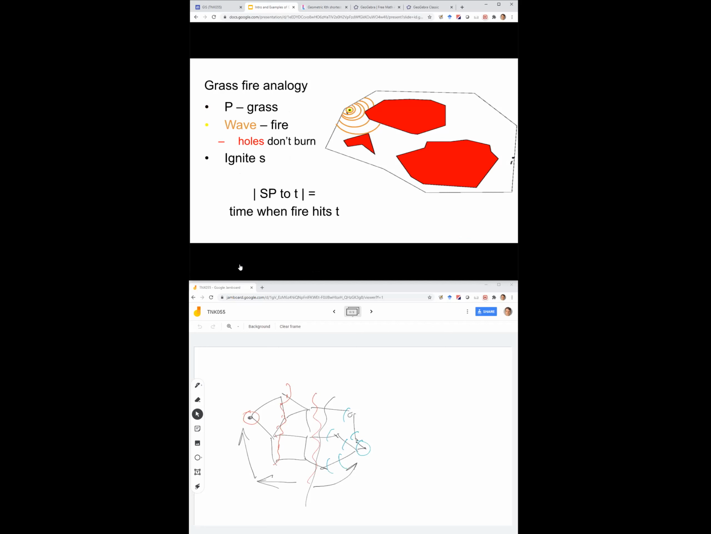So I was talking about this analogy when you're dropping a stone in a lake and you look at how the wave propagates through the lake. You can also use this grass fire analogy, imagining that the polygon is grass and the fire travels with unit speed over the grass. So you ignite the starting point and see how the grass burns, the holes don't burn, and well, the shortest path from S to T is the time when the fire reaches T. So you can also use that analogy.